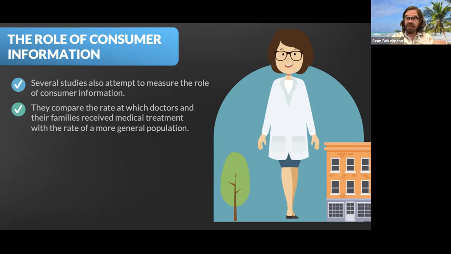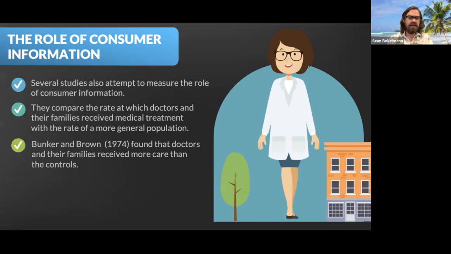So presumably, if the doctor is part of the family, they have a really good medical knowledge, right? And then compare that to the general public, which has a much lower level of medical information, right? So Bunker and Brown were the first to do this, and they found that doctors and their families received more care than the general population, the control population.